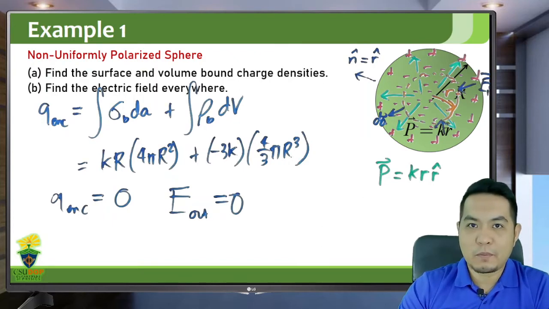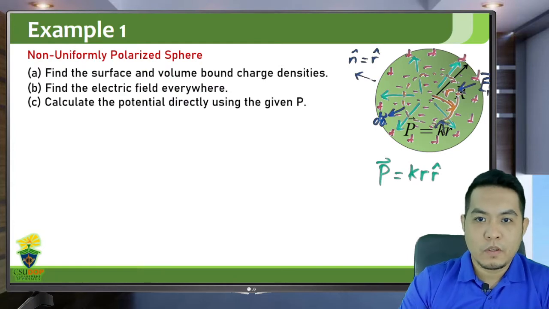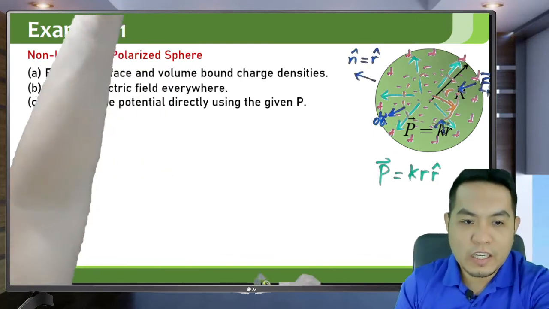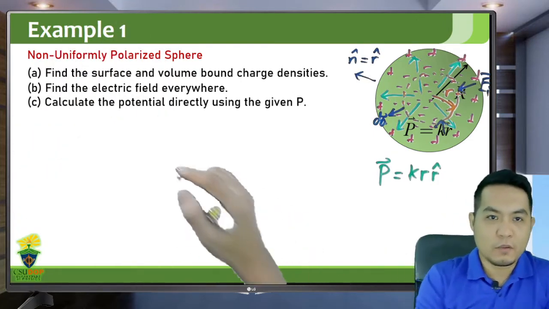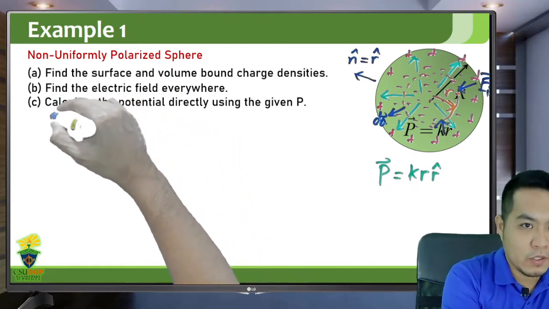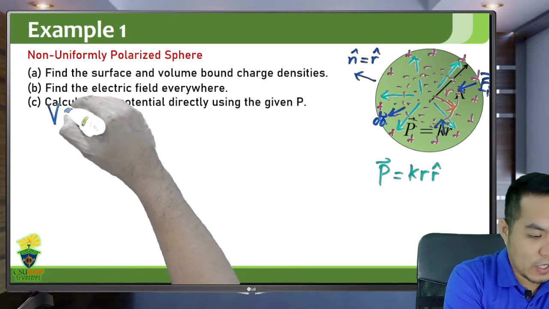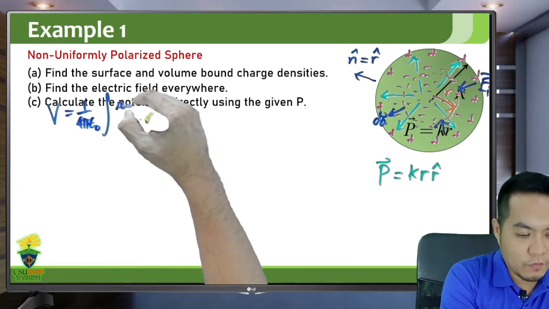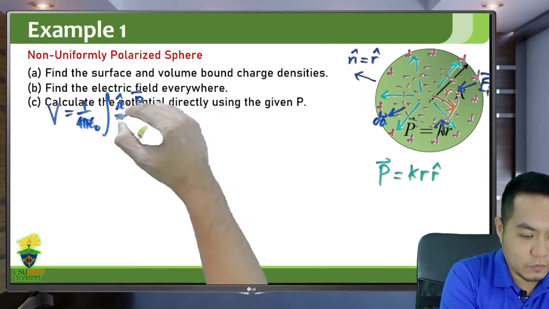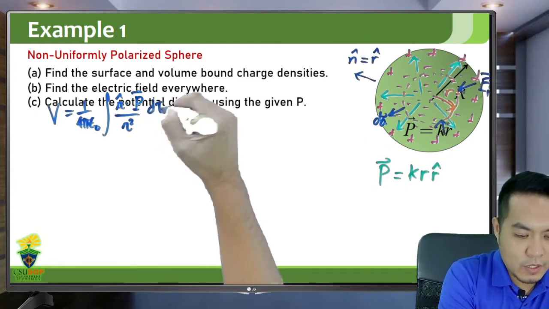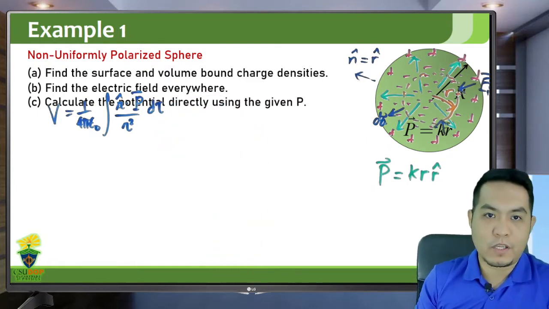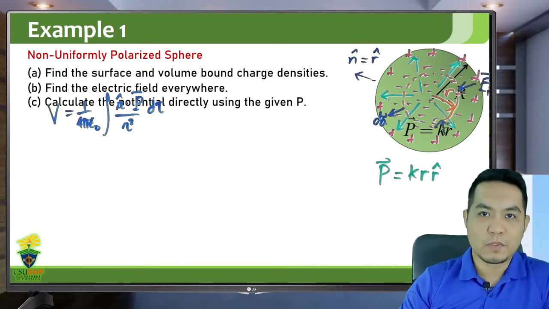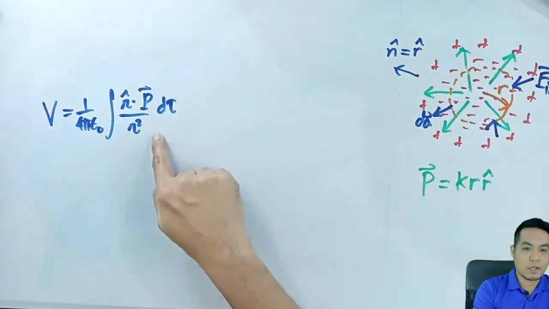For the next problem, we need to use the given polarization directly to solve for the electric potential everywhere. From our equation that we have obtained, the potential is just 1 over 4 pi epsilon naught integral of r hat dot p over r squared dV, the differential volume for that matter. Okay, I am just going to use the board mode here. We'll have a long solution. So this is our starting equation.